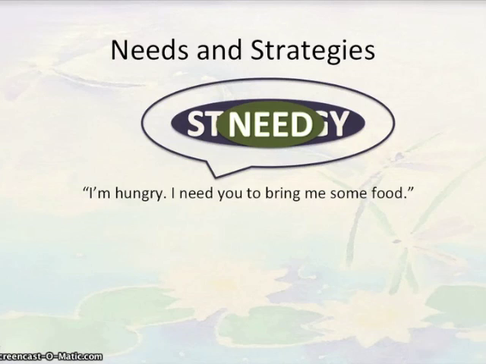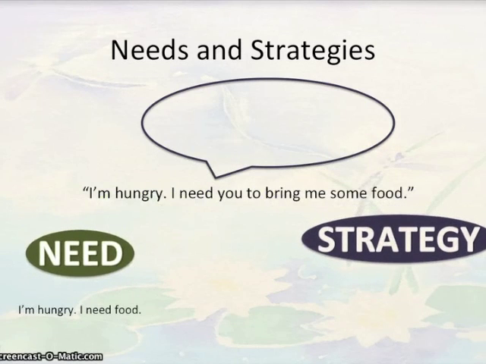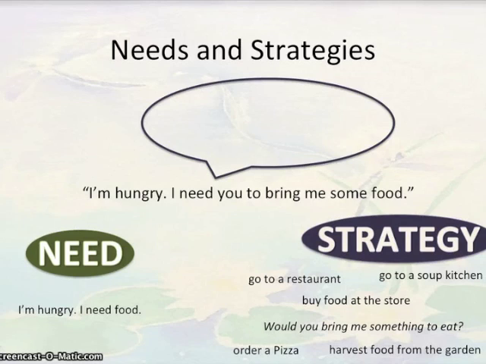Next, let's take a closer look at needs. Many of us get ourselves into trouble when we confuse needs with strategies. Needs are universal and also by definition can be met in more than one way. None of us have a need for a specific person to do a specific thing for us. We have a need, such as I'm hungry, but to say, "I'm hungry, I need you to bring me some food," is to confuse a need, which is universal, all of us need to eat, with a specific strategy. As you can see here, there are many options to meet our need for food.